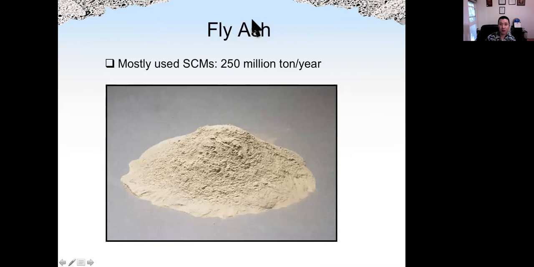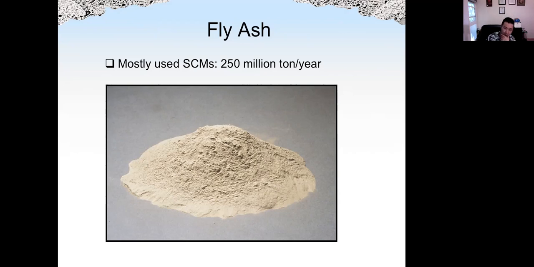Then let's look at these different types of SCMs individually. The first one is fly ash. It is by far the most used SCM. This is kind of old data. In the US, every year, right now we have around 500 million tons. In Hawaii, we do not have much fly ash generated, but still we have more than 300,000 tons every year.